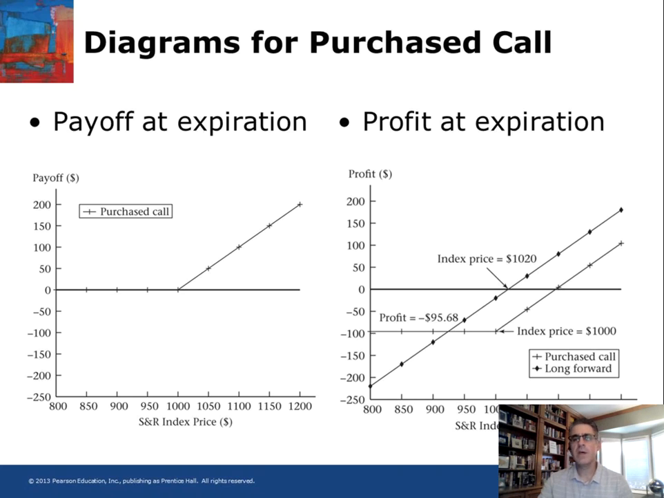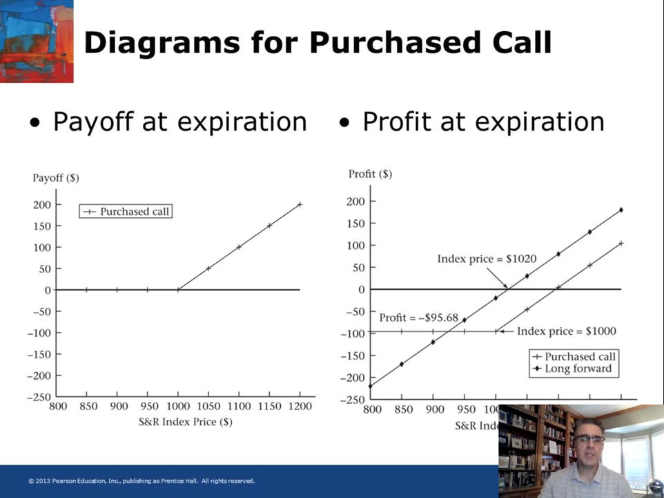no matter how low the index price gets. Once you hit that 1,020 strike price, the profit increases at the same dollar for dollar rate as the payoff. The profit reaches 0 once the index price increases by the 95.68 interest-adjusted premium, which would be at an index price of 1115.68. Any further increase in the index price results in a positive profit.